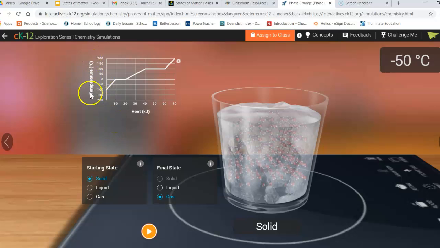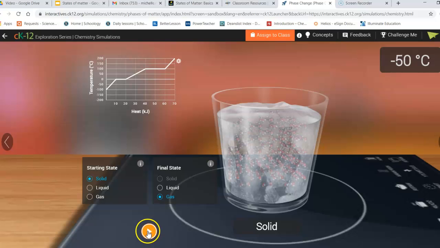Okay, this is the graph that I just walked you through. So this is temperature, and this is heat, and the heat is being applied by this stove. Again, this is temperature. This is the energy applied by the stove. This is the temperature of the substance right now.